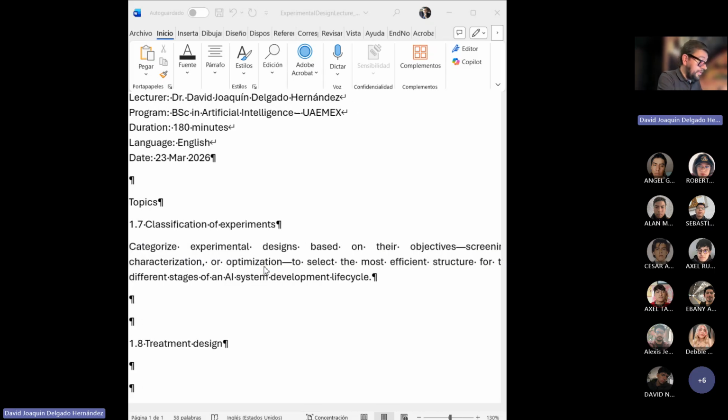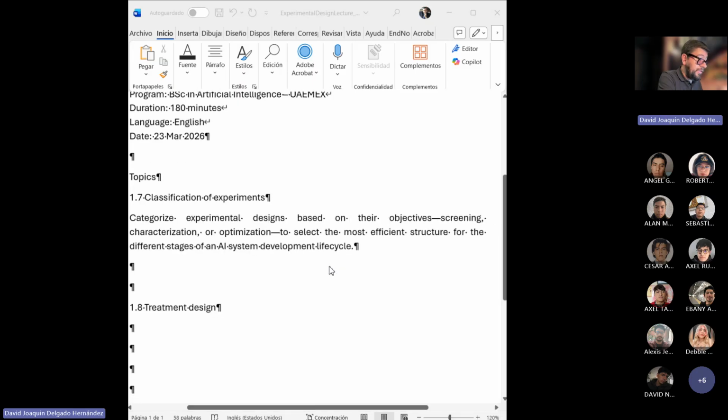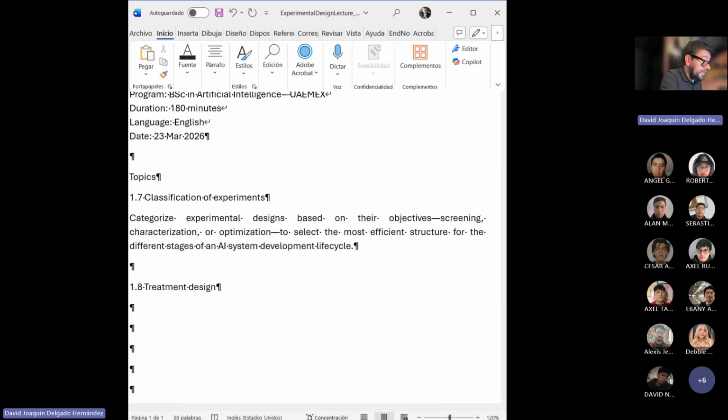And we have here three different kind of experiments. We have a screening, we have a characterization, and we can have optimization. The idea is to select the most efficient structure for the different stages of the artificial intelligence system development life cycle.